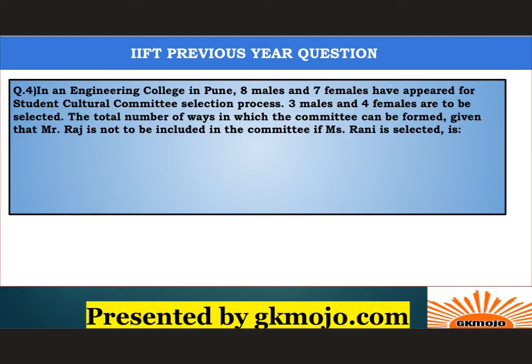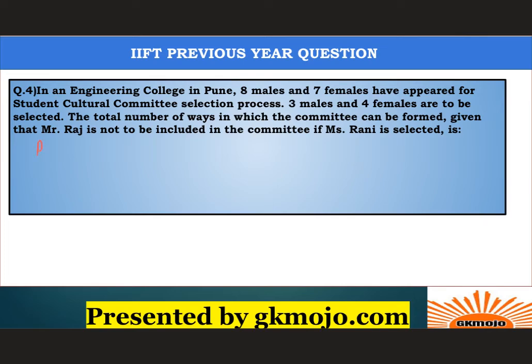Let's have a look at this question now. In an engineering college in Pune, 8 males and 7 females have appeared for student cultural committee selection process. 3 males and 4 females are to be selected. The total number of ways in which the committee can be formed, given that Mr. Raj is not to be included in the committee if Mrs. Rani is selected is. This is a very good permutation combination question, right?